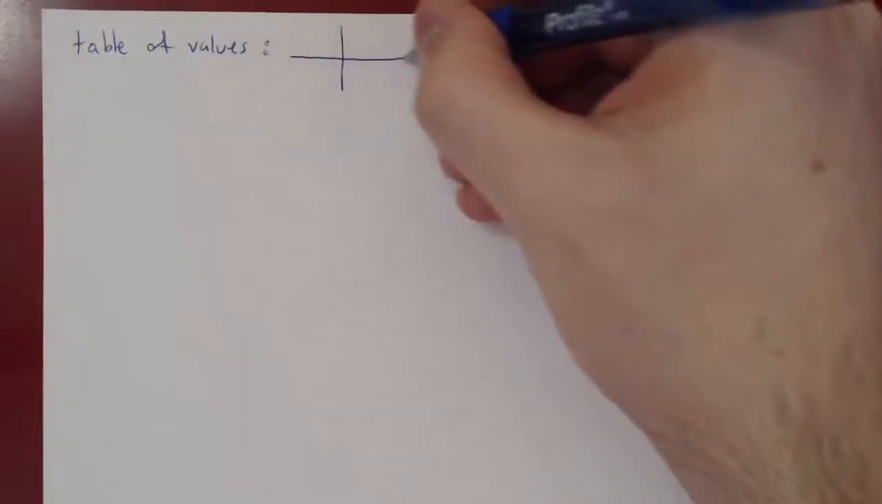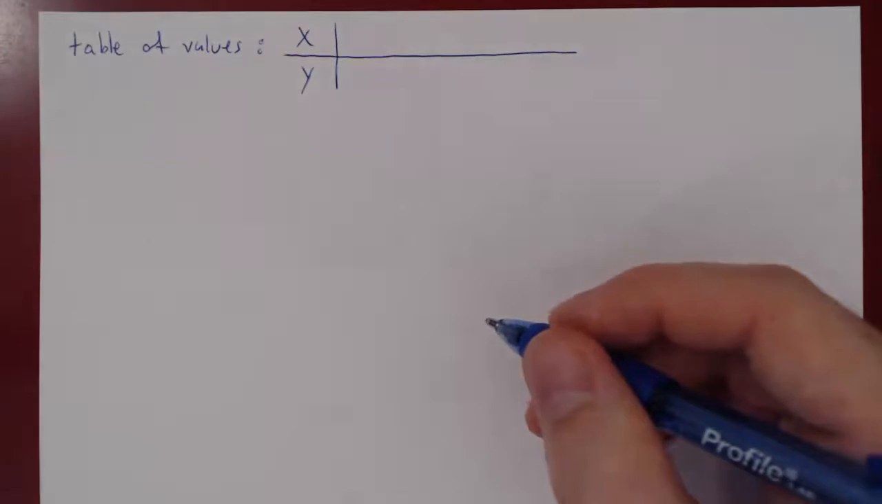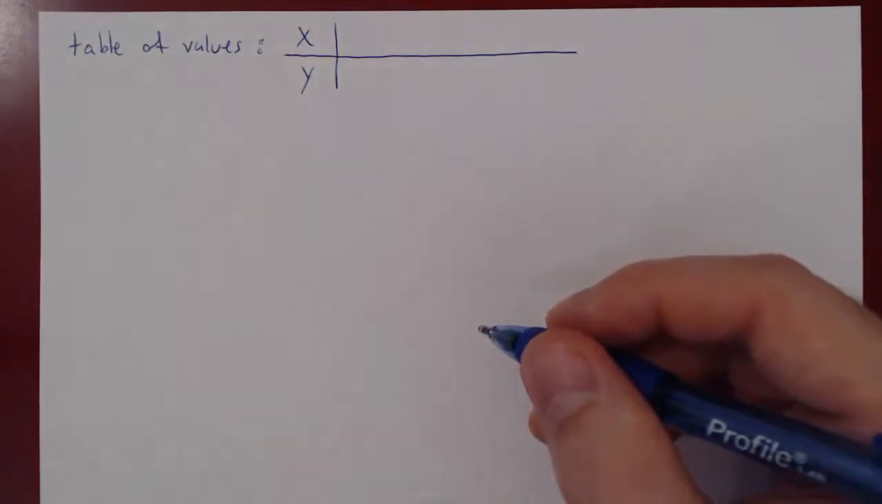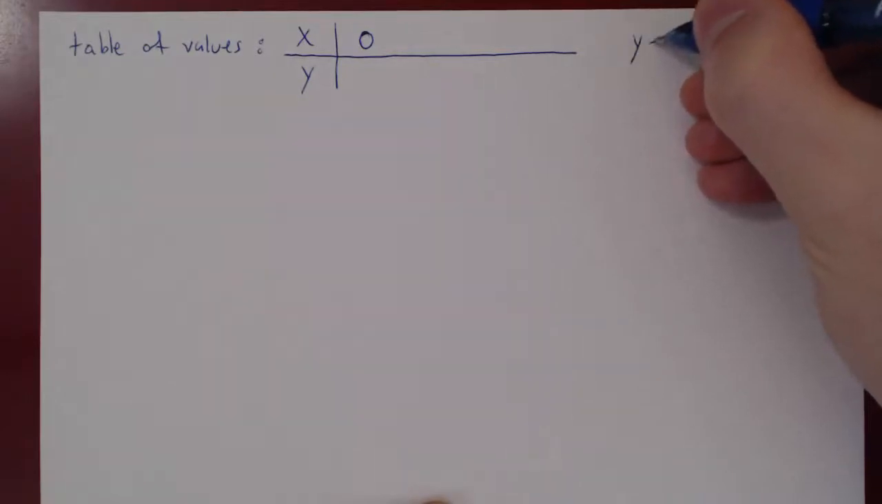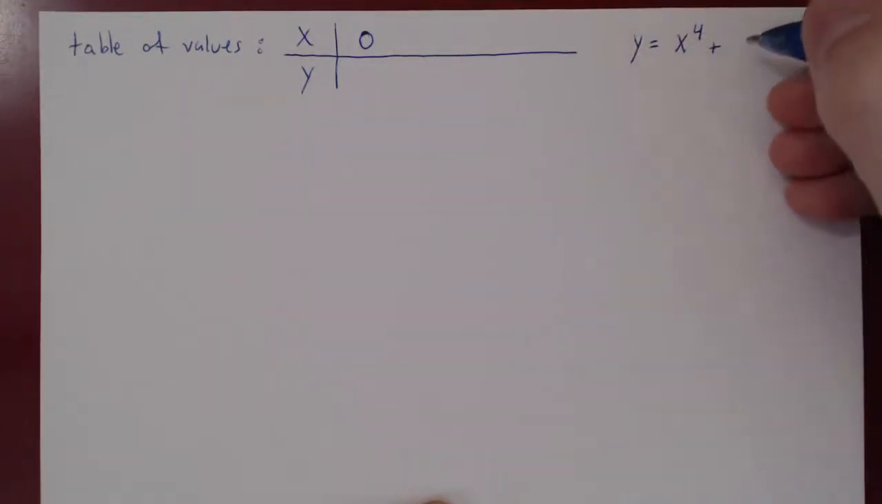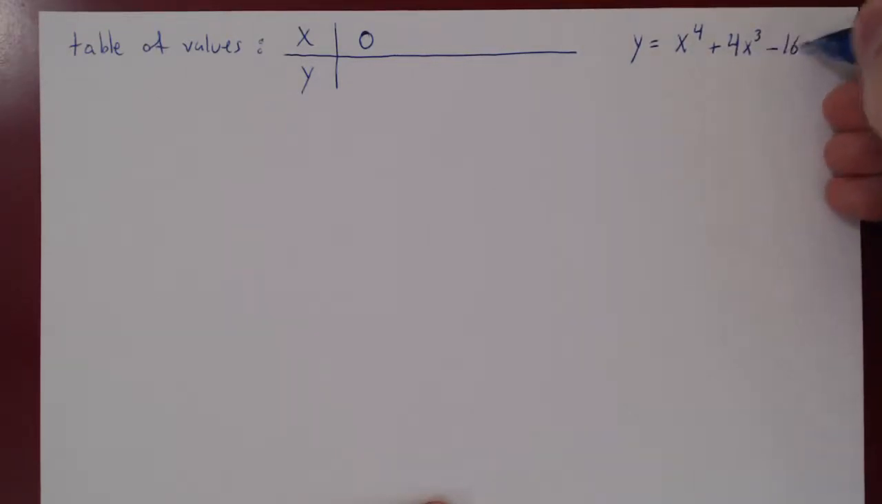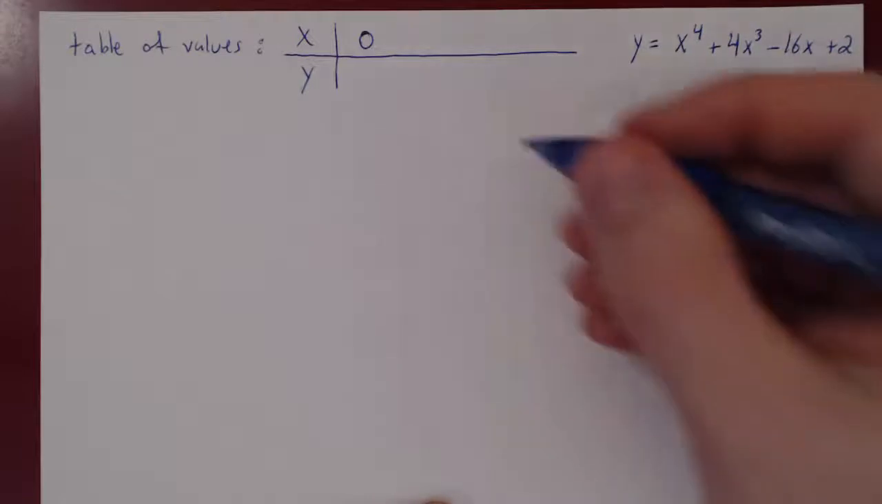Again, we look at only the points of interest initially. If we need to add more points, we will, but only if we have to. The first point we found was the Y-intercept, which was x equals 0. And if you recall the function, I'll write it here. y was equal to x to the 4 plus 4x cubed minus 16x plus 2. So if you plug in here x equals 0, you get y equals 2.